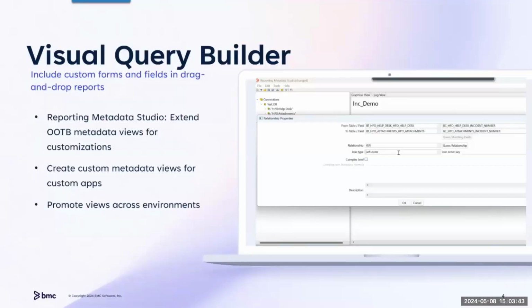Let's look at some of the flagship features of this release. The first one is Visual Query Builder. As you're already familiar with Visual Query Builder, which is our drag and drop tool for developing dashboards, we released this earlier in the year in January, but that was for out-of-the-box forms and fields. The next logical extension for this capability was to allow our customers to also report on custom fields or custom forms or even custom applications that you may have developed on Innovation Suite.